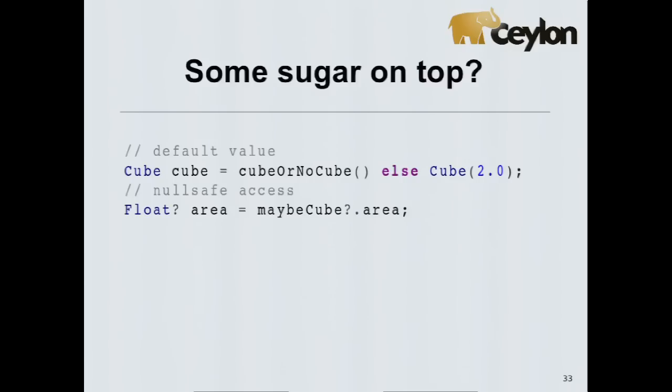So we have the else operator, for instance, which is a bit like the Groovy Elvis operator. So cube would be cube or no cube if it returns something. But if it doesn't return anything, then we'll make it a cube of two.